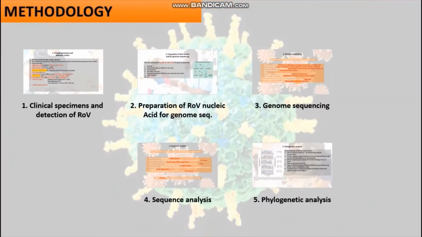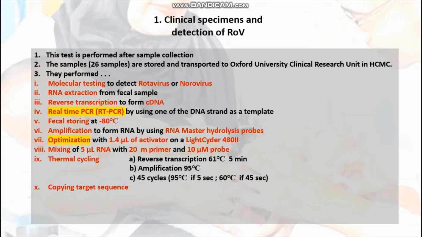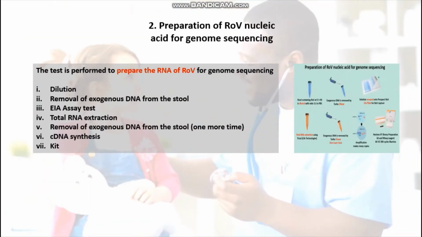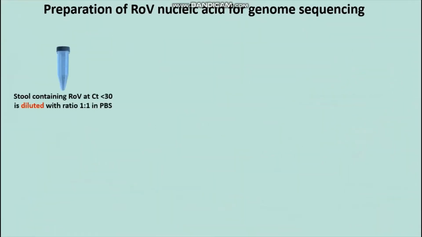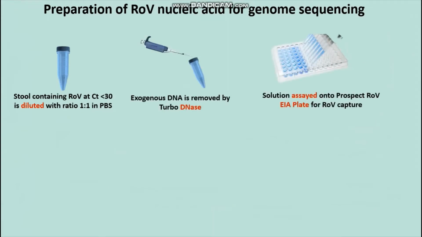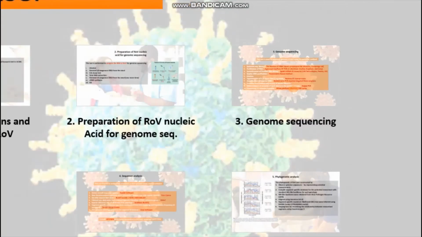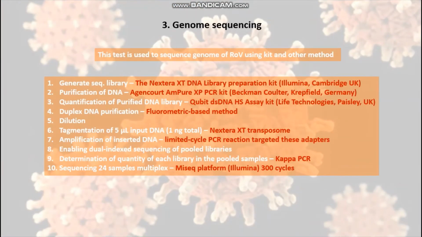There are several methods performed in this research. The first method is clinical specimens and detection of rotavirus. The second one is the need to prepare the rotavirus cDNA for genome sequencing. Here, the important step is doing an EIA plate to prepare the RV genome. Then, we pursue the genome sequencing by using various kits and technologies to purify the DNA.